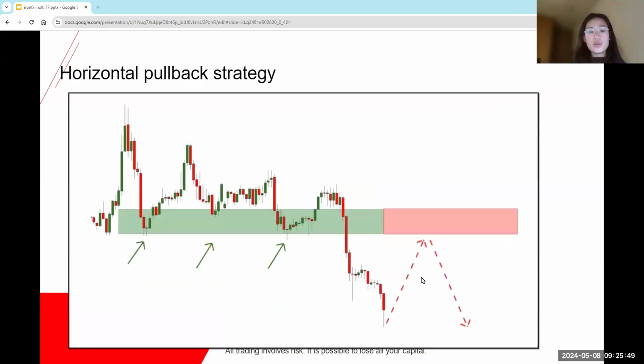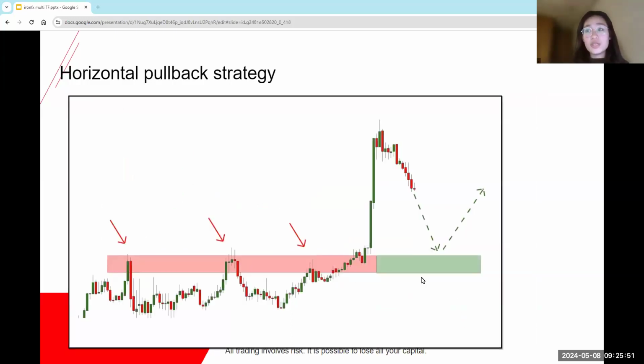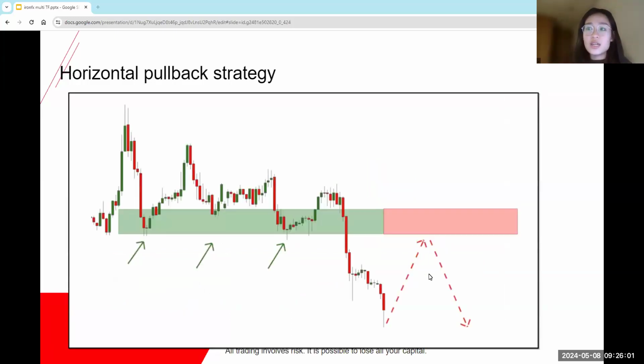Okay, next, for this example, when price rebounds off of this green area, this is what we call a pullback support level, hence it's green. In this case, which is the opposite, this is a pullback resistance, since we're expecting price to reverse or retrace off of that resistance level.